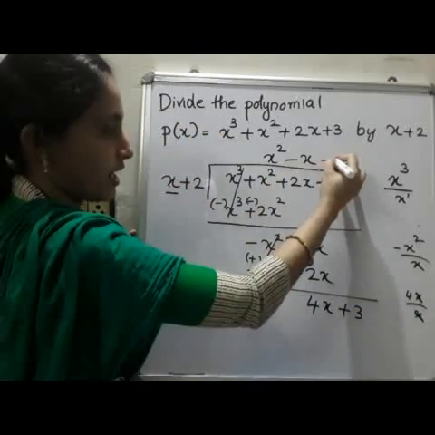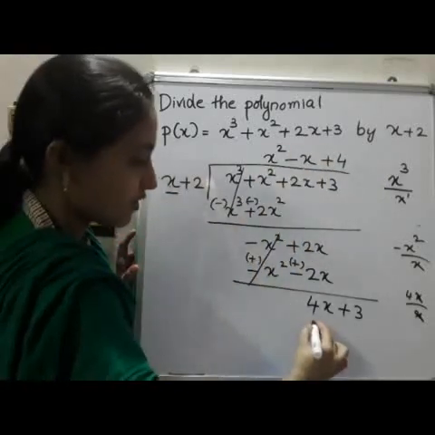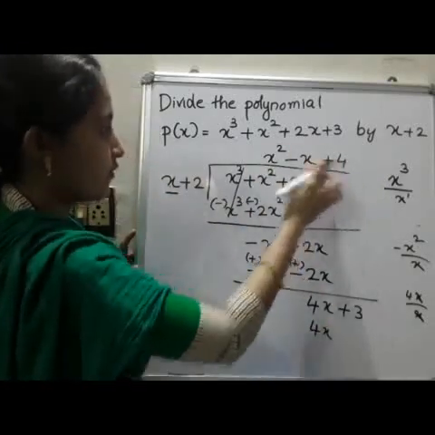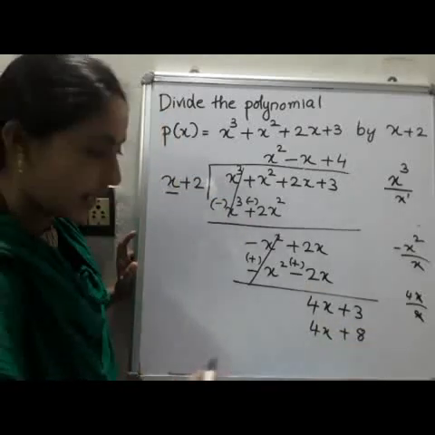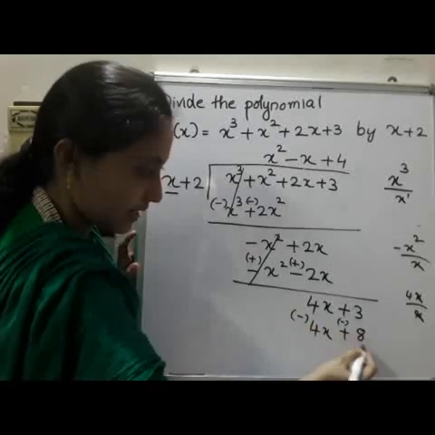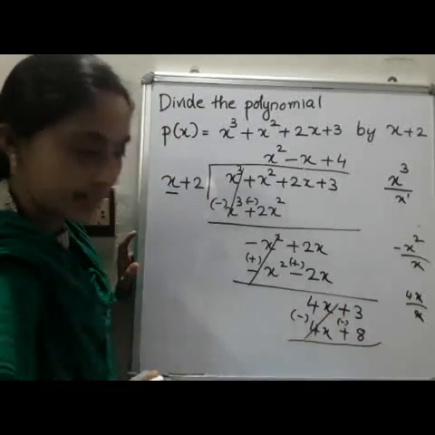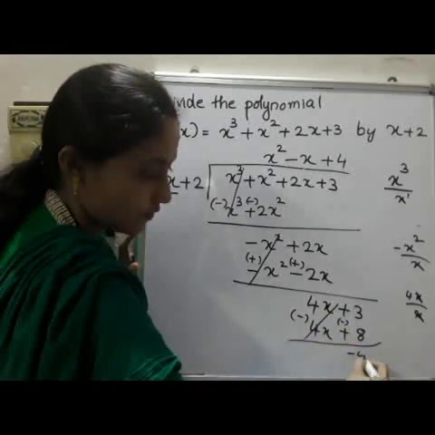So, here you have to write plus 4. Okay, 4 into x is 4x. Then 4 into 2 is plus 8. Okay, changing the sign. Here it becomes negative. Here it becomes negative. And this will be cancelled. So plus 3 minus 8. What is that? Minus 5.